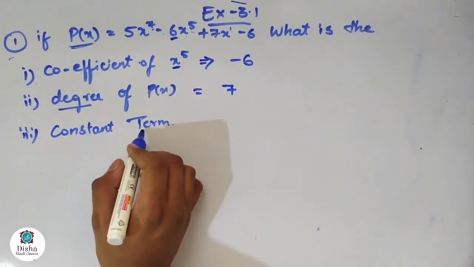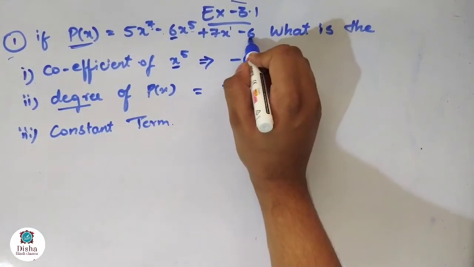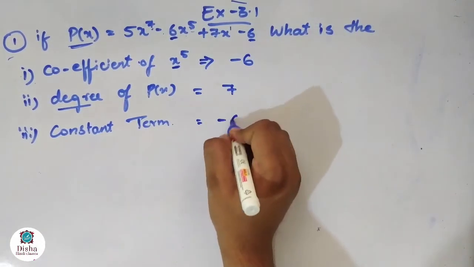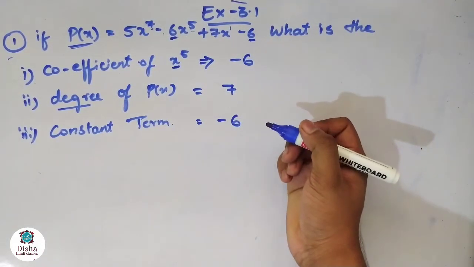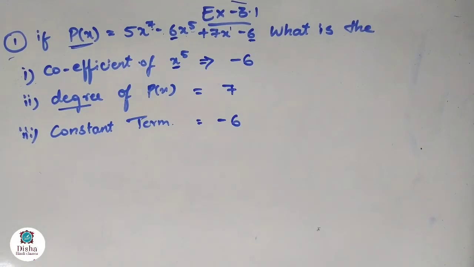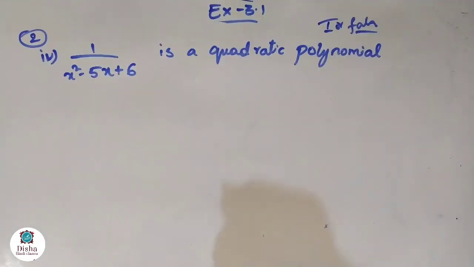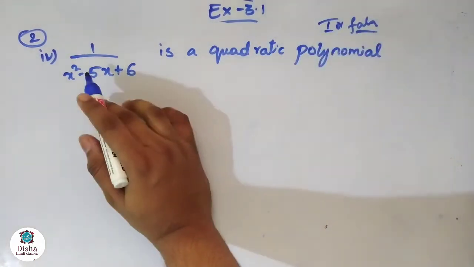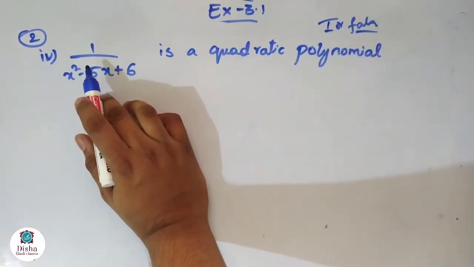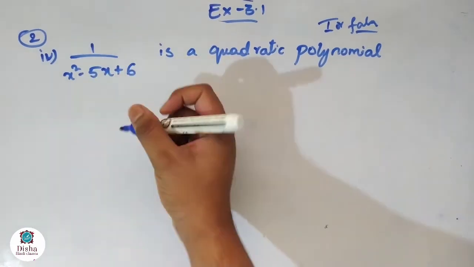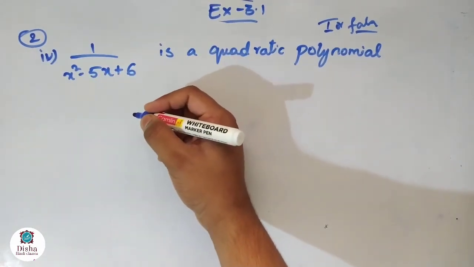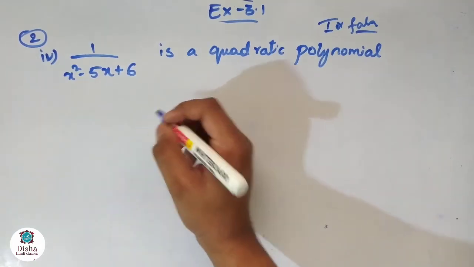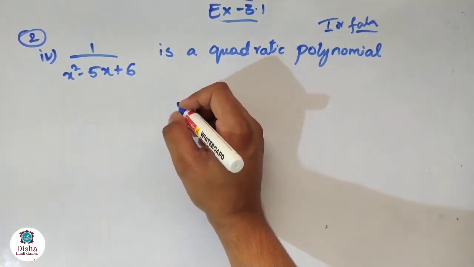So what is the constant term? Constant term means the number which doesn't have any variable with it. Therefore it is minus 6. Okay. So in the second bit we have to state which are true or which are false. If you see here in the second bit, first, second, third and fifth are very easy. If you have known the concepts which I have taught before, you could easily answer that. They are the basic questions.